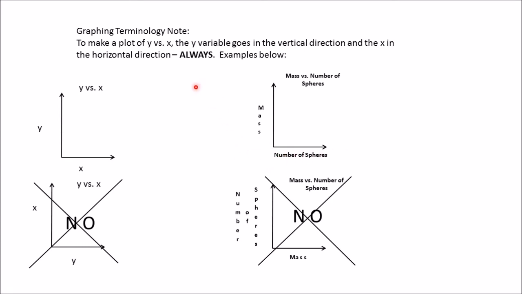If you have trouble remembering that, just think of it this way. We read left to right, don't we? So here's my y, here's my x. If I think of left to right, my y comes first, and then my x comes. Okay, it follows quite naturally.